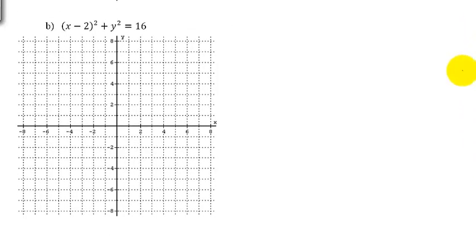Our next circle is the quantity x minus 2 squared plus y squared equals 16. So our center is at the point, so this is x minus 2, so the x-coordinate is going to be positive 2. And then there's just a plain old y squared. There's no quantity of anything being squared, so the y-coordinate is 0. And then the radius is the square root of 16, which is 4.